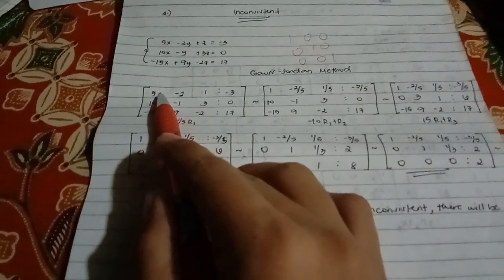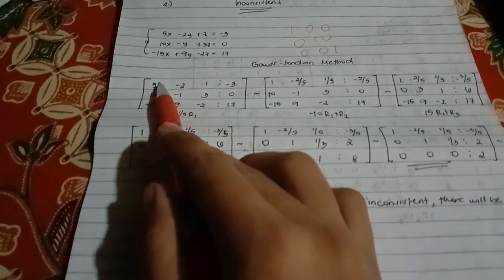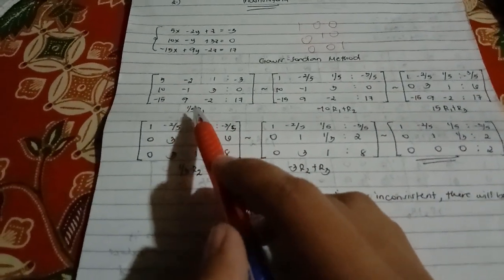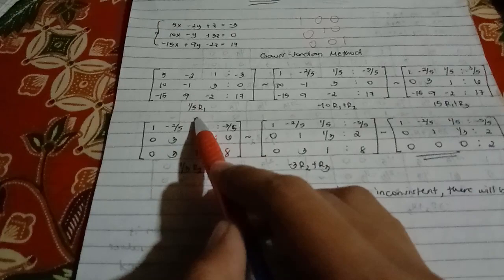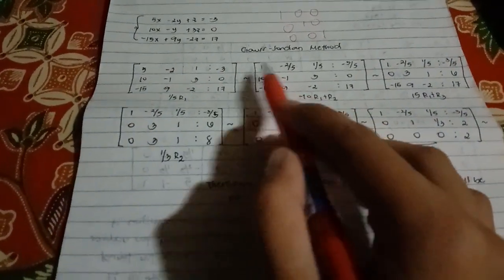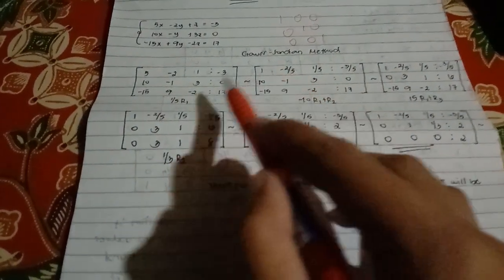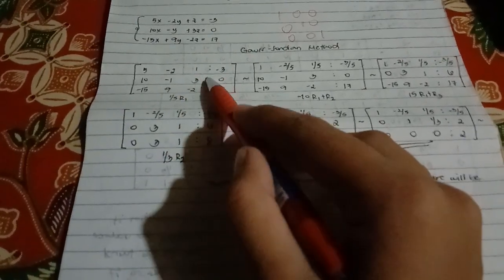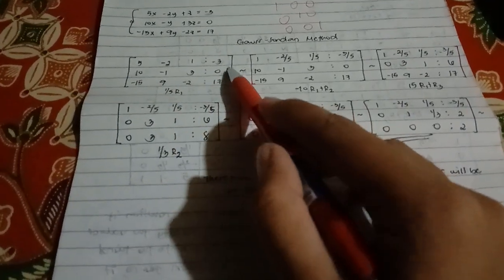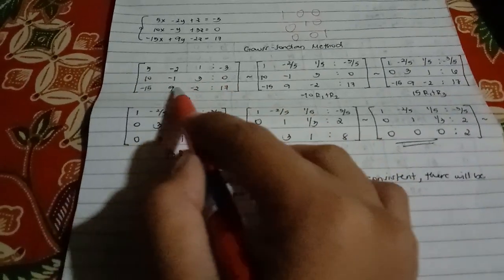Since it is 5, the goal is row 1. To make it 1, we multiply it by 1/5. So 1 over 5 times 5 is equal to 1. 1 over 5 times negative 2 is equal to negative 2 over 5. 1 over 5 times 1 is equal to 1 over 5. 1 over 5 times negative 3 is equal to 3 over 5. So copy the second column and then the third column.